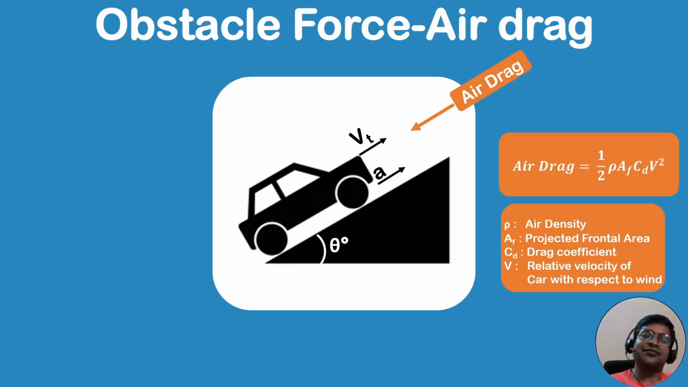So let's figure out what those external obstacle forces actually acting on the vehicle are when it tries to move forward. Here I have taken a very general case where the road has a gradient of, let's say, angle theta, and the car is moving on this inclined road with velocity or speed vt and an acceleration a. So the first obstacle force that the car experiences is the air drag force.